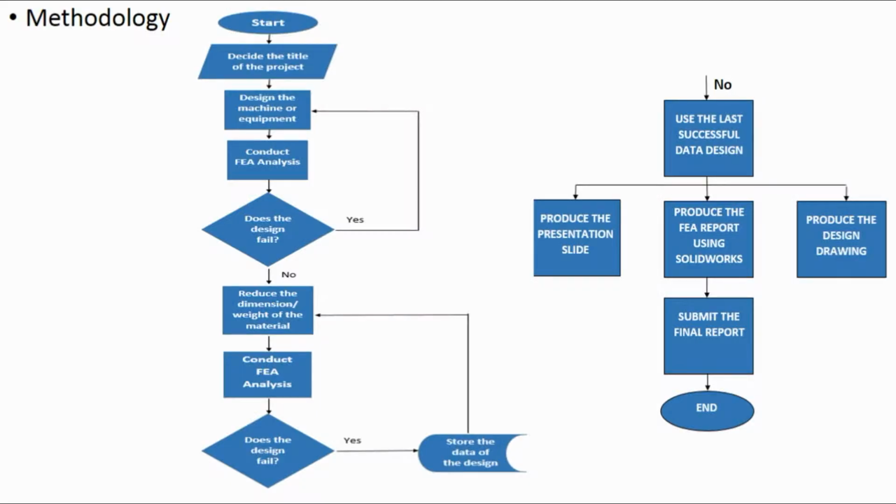And we separate it into three parts. The first one is to produce the presentation slides. The second one is to produce the FEA report using SolidWorks, and the last one is to produce the design drawing. For producing the FEA report using SolidWorks, we proceed to submit the final report and then end of the task.